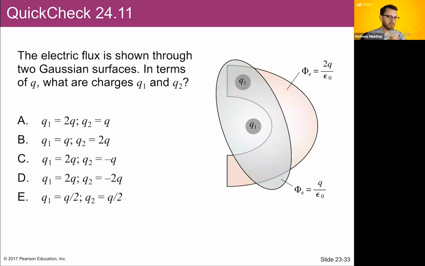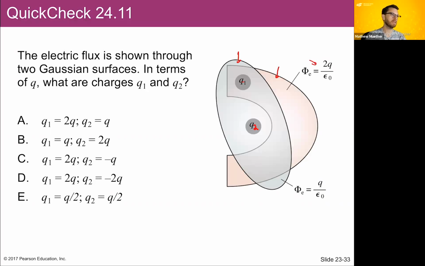All right, what about this one? Oops, so there's a typo here. This should say Q2. So the electric flux is shown through two Gaussian surfaces, this gray one and this peach colored one. And I know what the electric flux looks like, and I'm relating that to some value of charge that I call Q. Can we calculate what Q1 and Q2 have to be in terms of that charge amount Q?